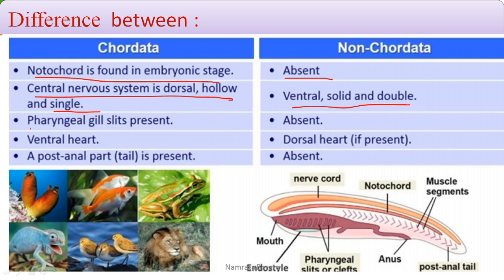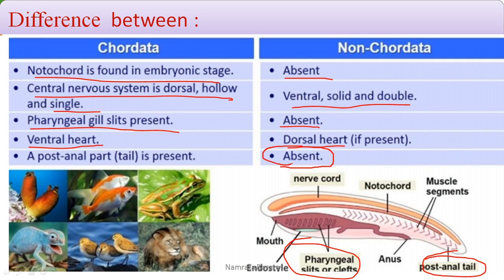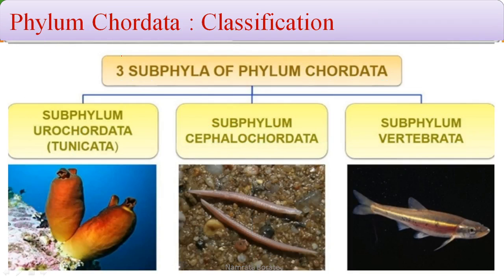The third difference is the presence of pharyngeal gill slits in chordates, but in non-chordates they are absent. In chordates the heart is ventral, but in non-chordates the heart is dorsal. There is a post-anal tail in chordates, and in non-chordates the post-anal tail is absent.